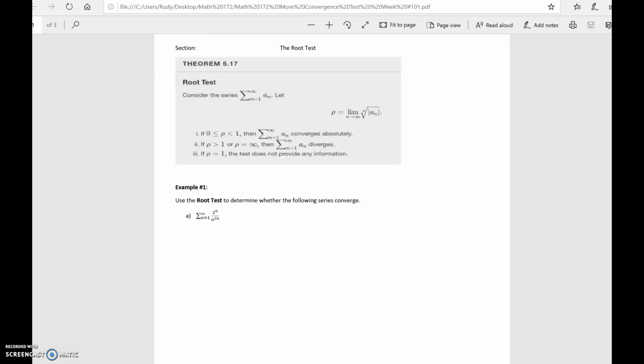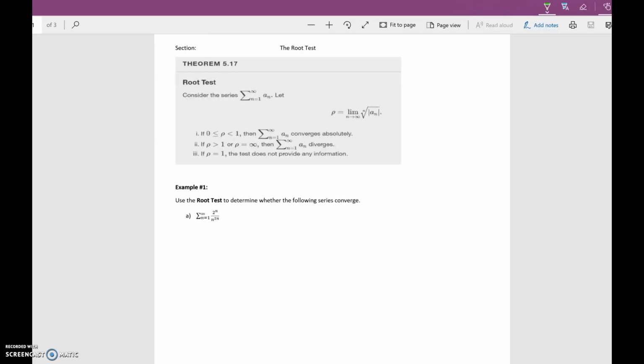Hi class, for this short section we're going to be looking at the root test, and this is what the root test pretty much says. Suppose you have this sort of a sequence, and if you were to evaluate this limit, depending on the value of rho, then you would be able to conclude the following.